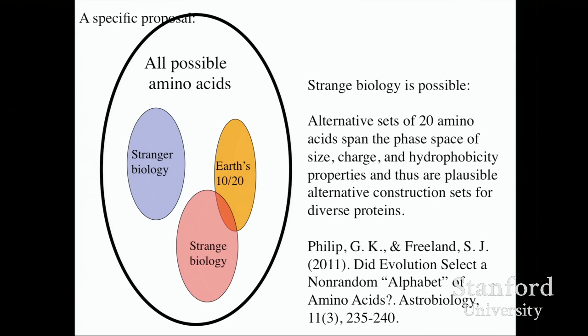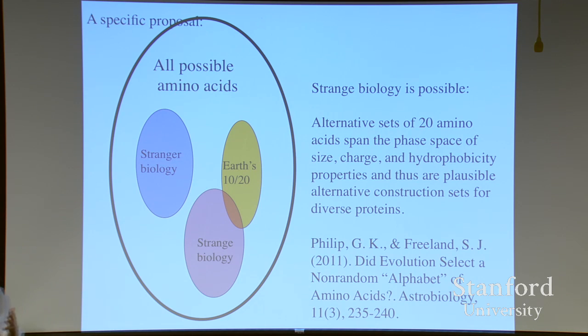So let's focus on amino acids. Here's Earth's; let's look at all possible amino acids as some big set. One interesting thing is life only uses 20 of them. And those 20 split into 10 that we got for free and a second 10 that life invented. So you can imagine a strange biology that uses the same 10 but has a different second set. And some very important work by Philip and Friedland showed that alternate sets of 20 can span the phase space of charge, size, and hydrophobicity as well as Earth's set.